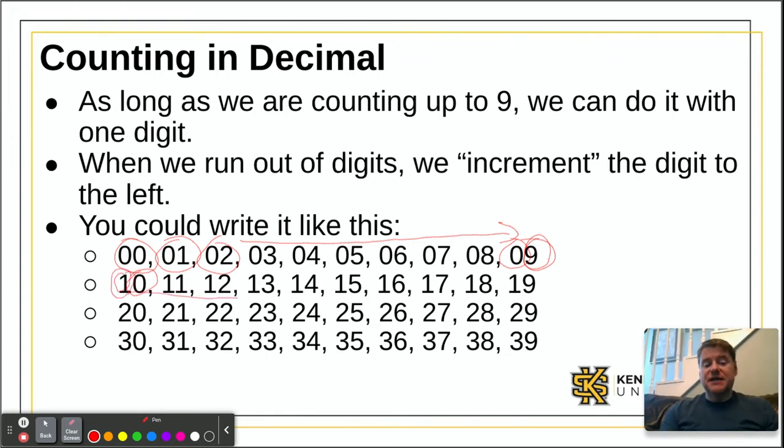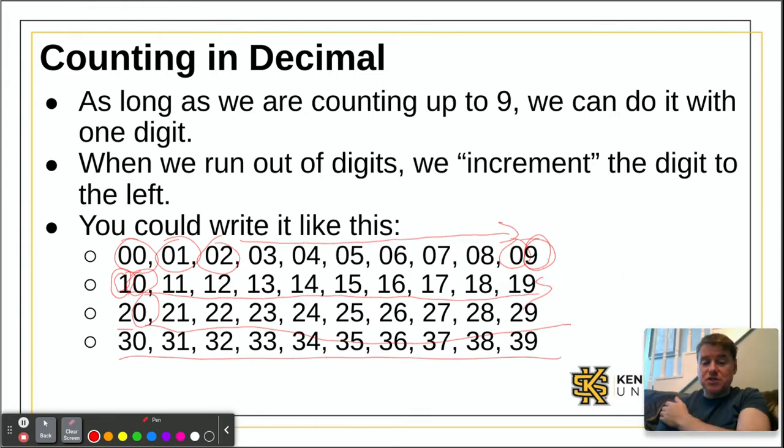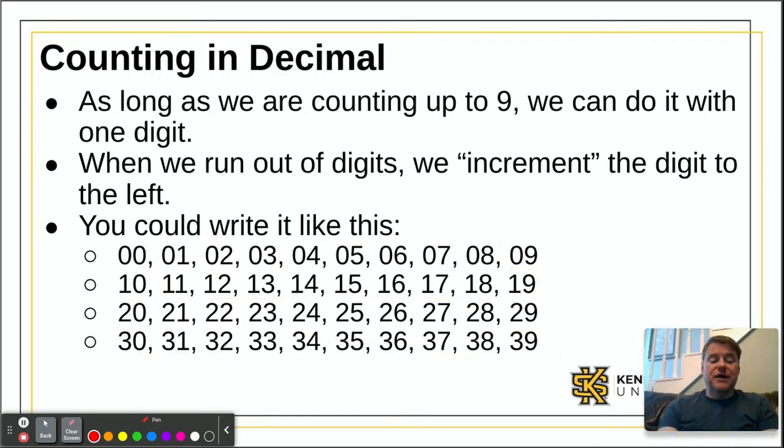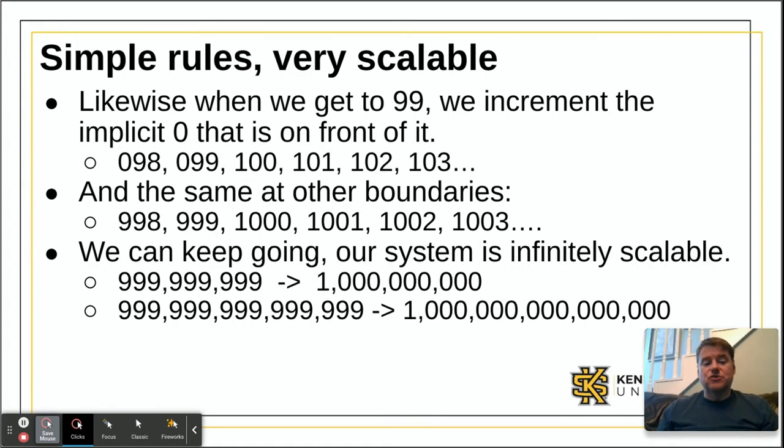And that gives me 10, 11, 12, 13, 14, 15, 16, 17, 18, 19. Again, at 19, I can't increment the digit on the right, so I change it back to 0 and I increment the other digit and we go again. That gets you to the 20s and then through the 30s and so on and so forth. So each time we run out of digits, we increment the digit to its left. That's the rule of counting in decimal. Not something you really have thought about, but it is the truth.